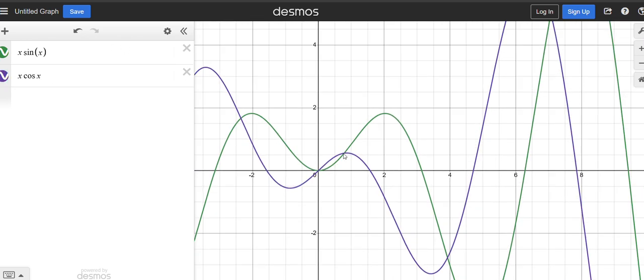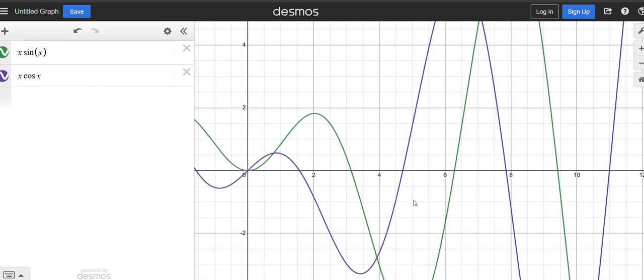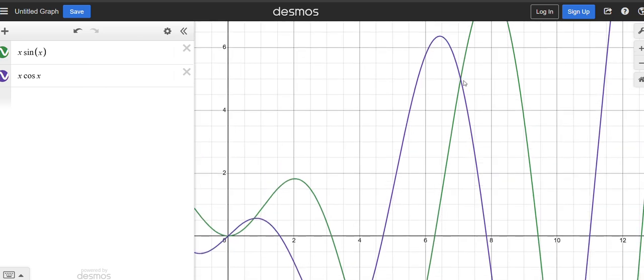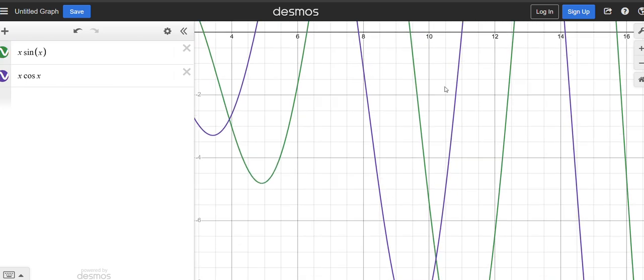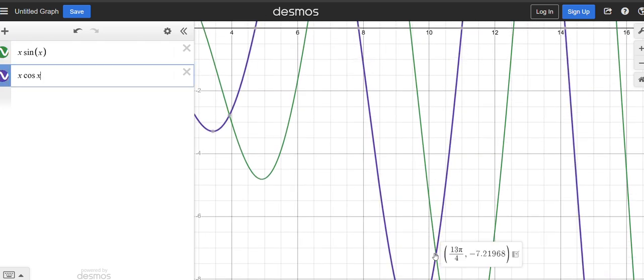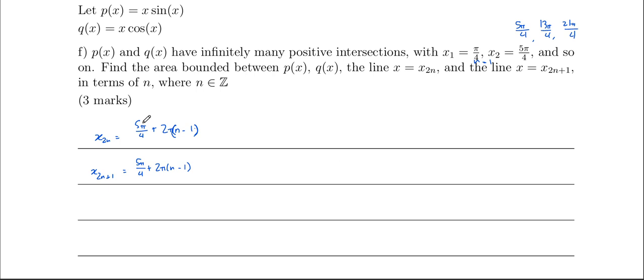you can see that every single intersection point is pi away from each other. So 7 pi on 4, 9 pi on 4, 13 pi on 4 are all pi away from each other. So the solution next to x of 2n is going to be x of 2n plus pi.